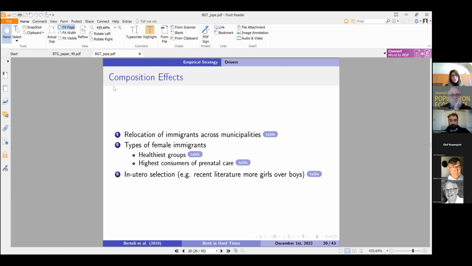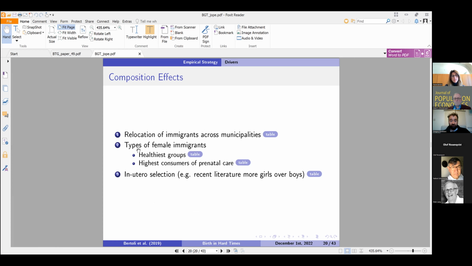I'm concluding by telling you that we also check for composition effects. So we make sure that there is not a change in the immigrants. We know that at the national level, in the northern and central part, the presence of immigrants is not affected by the Great Recession. We also wanted to make sure that it is not a reallocation across municipalities, and that's not the case.